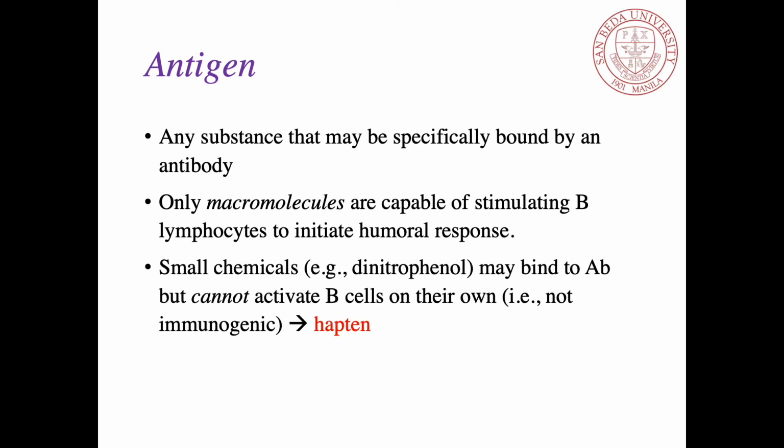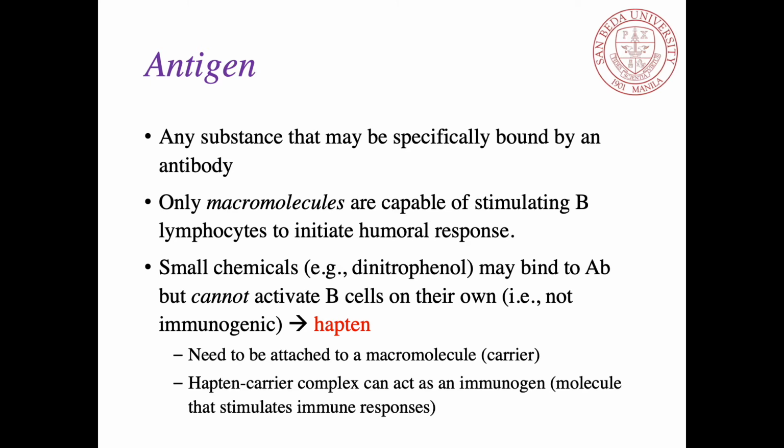Now, there can be some small chemicals, an example of which would be dinitrophenol, which may bind to antibody, but they cannot activate B cells on their own, meaning they're not immunogenic. So they are called haptens. Haptens need to be attached first to a macromolecule, or a carrier macromolecule, in order to initiate an immune response. Now, the hapten-carrier complex can act as an immunogen. So you have to have both the hapten and the macromolecule carrier in order to mount an immune response in this case.